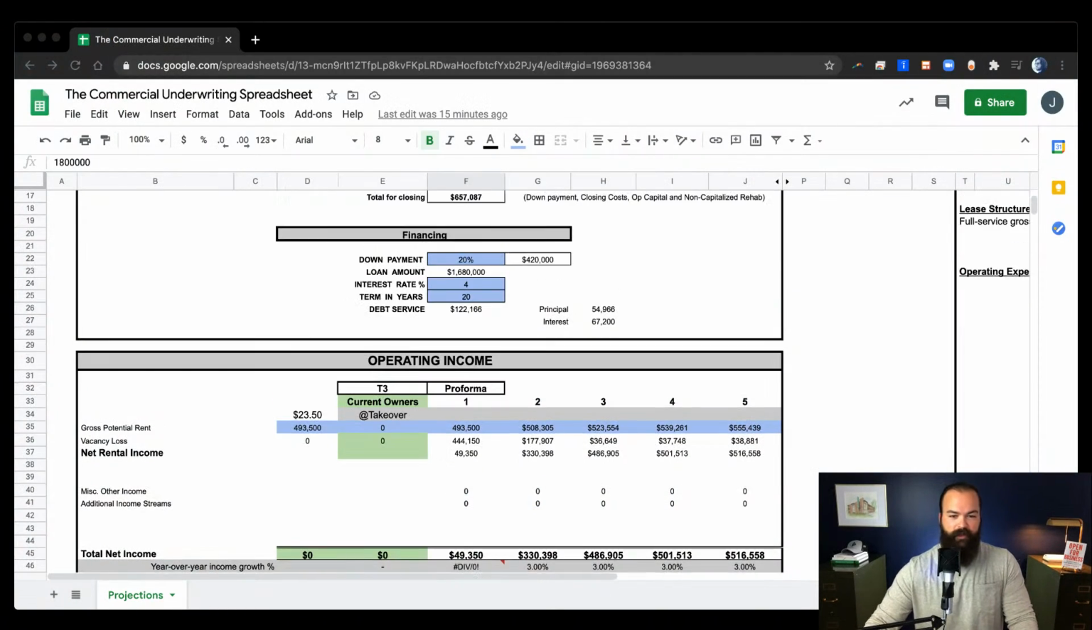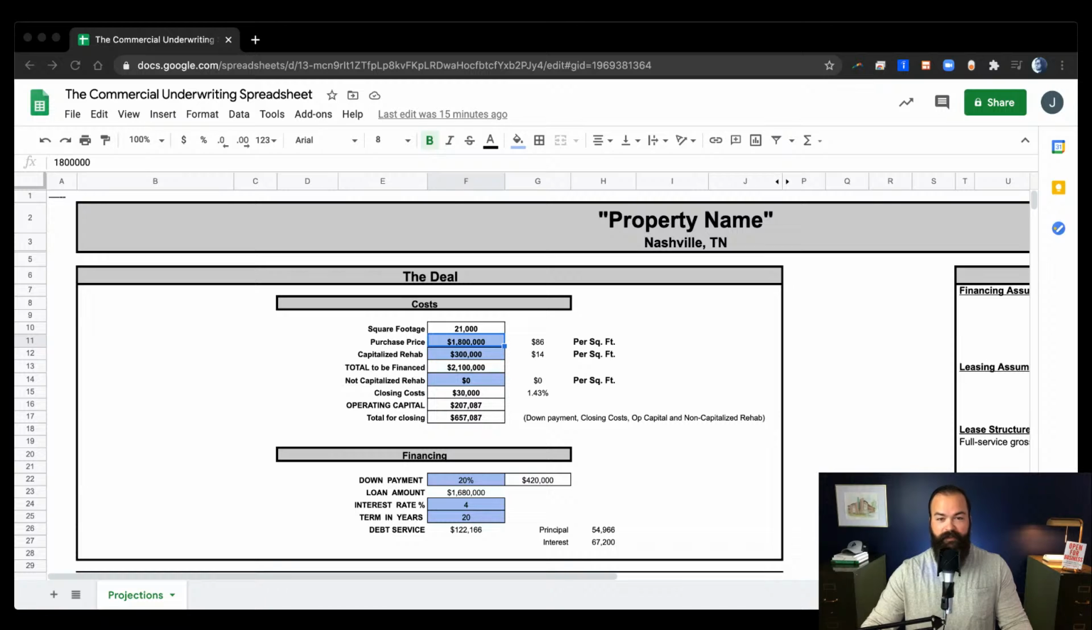So this is the spreadsheet that I use. As you can see, it's relatively simple. This is available for sale on my website now. If you go to tylercobble.com/models, we do have this fully available to you.